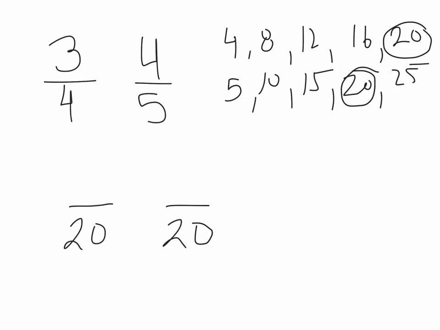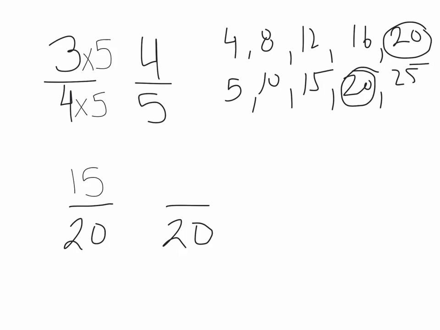So what did I do to get to 20ths? For 4 here, what did I do? I had to multiply that by 5. So I'm going to put here times 5. So I have to do the exact same thing to the numerator. I have to multiply this by 5. 4 times 5 is 20. 3 times 5 is 15.